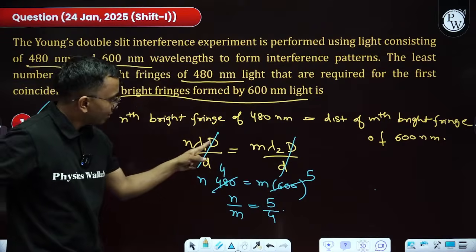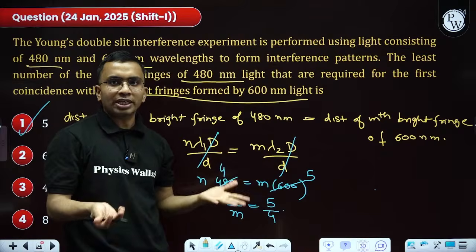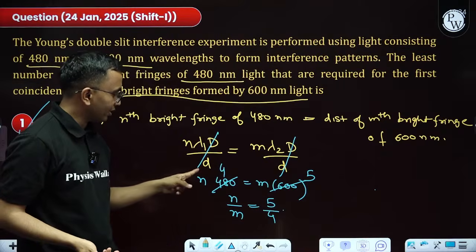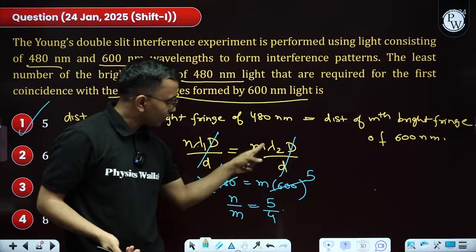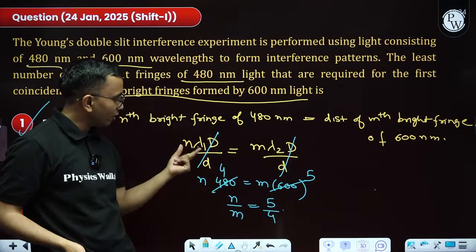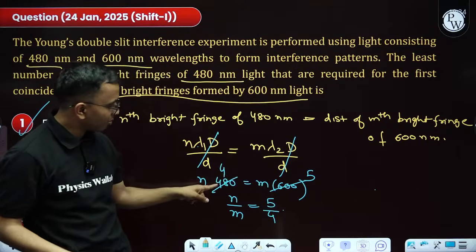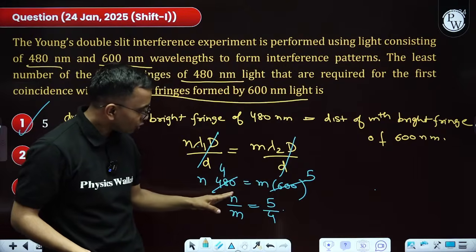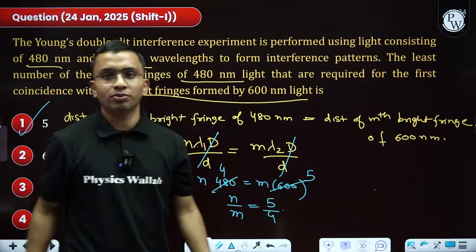Now these two distances will remain the same because the setup is the same, so these two will get cancelled. So n lambda 1 is equal to m into lambda 2. What is lambda 1? 480. This is 600. So this ratio is coming out to be 5/4.